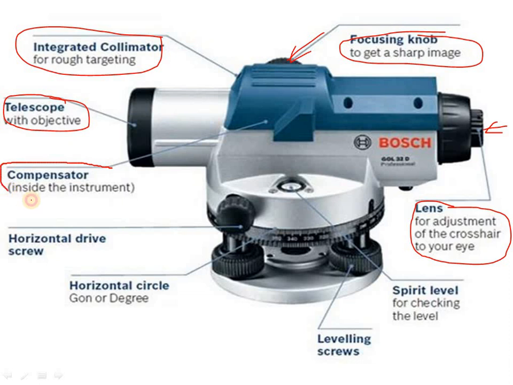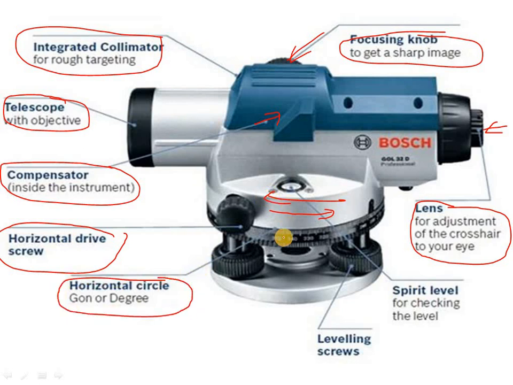And another one is called the compensator. It is inside the instrument. The next one is the horizontal drive screw. When you tighten this screw, the instrument will not rotate 360 degrees. And here is the horizontal circle with degrees. We can see here when this instrument rotates to and fro 360 degrees, we can see 340, 350, 360. On this, compass readings also can be taken.